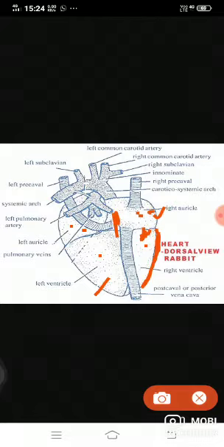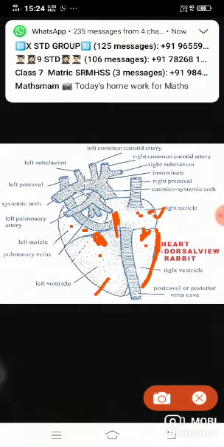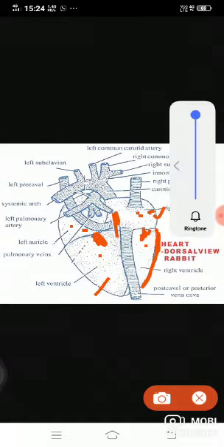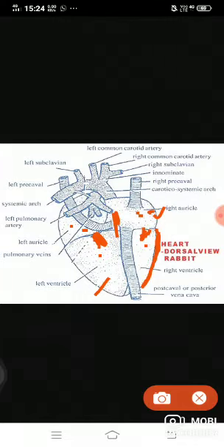The left auricle opens into the left ventricle by the left auriculoventricular aperture. That is guarded by a bicuspid valve. Here tricuspid and here bicuspid. Another name for the bicuspid valve is mitral valve.